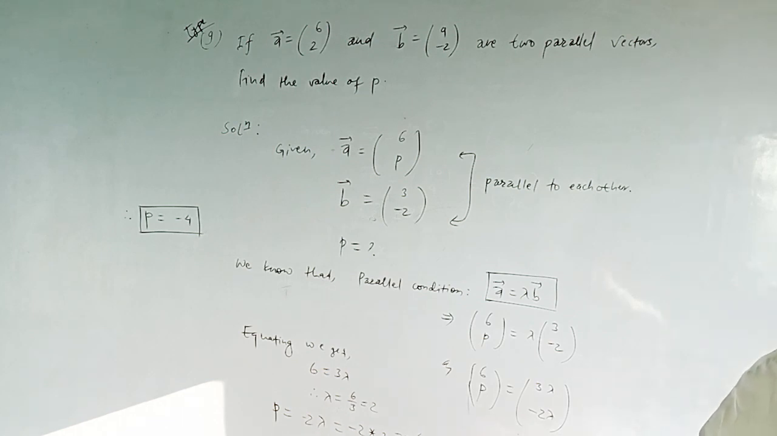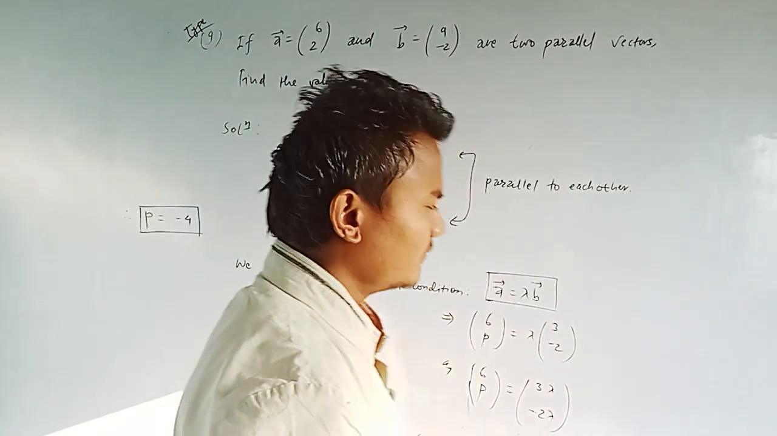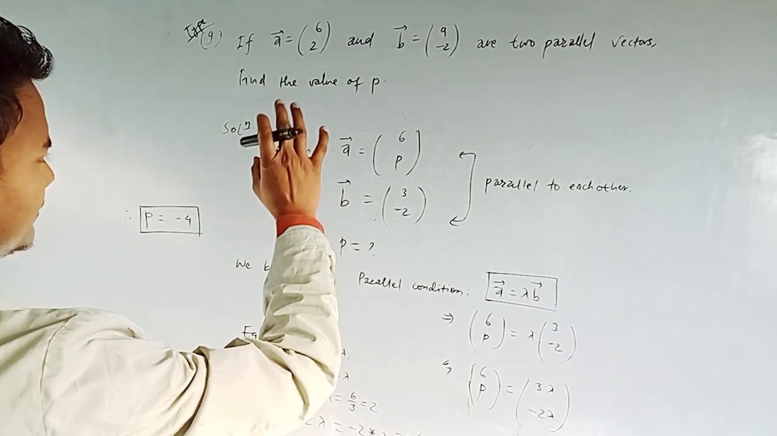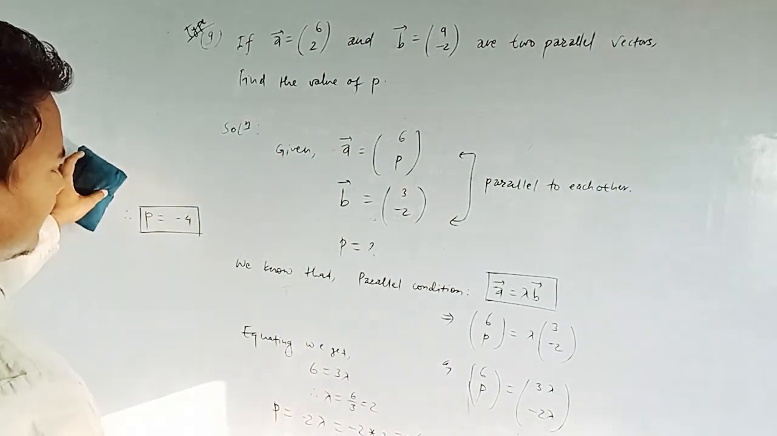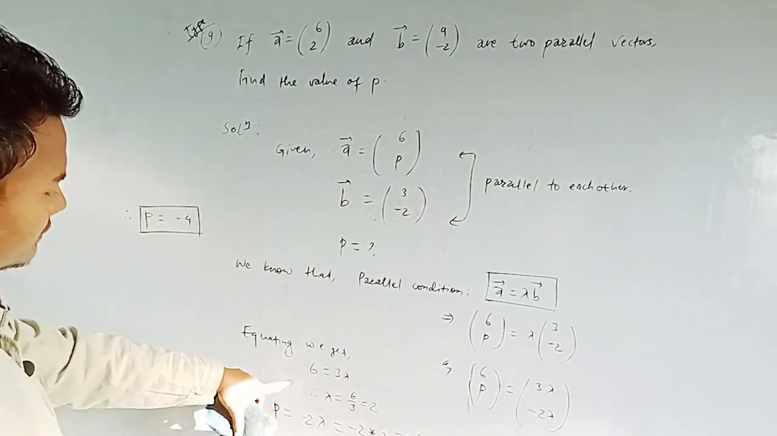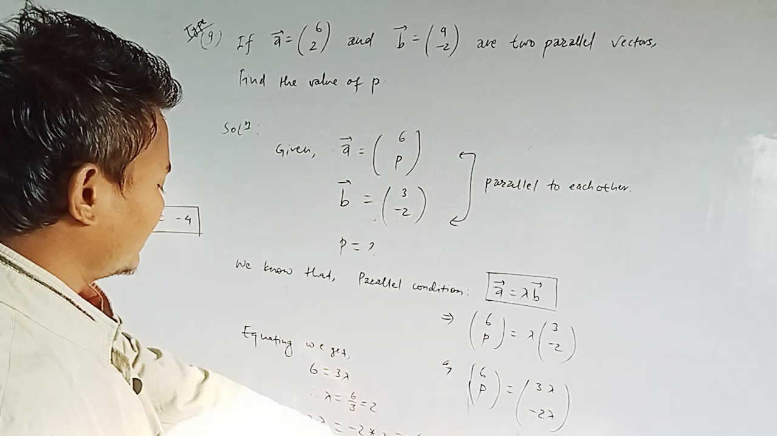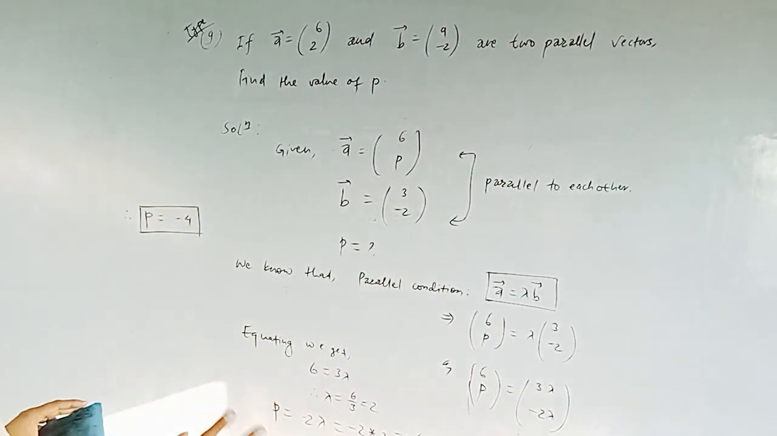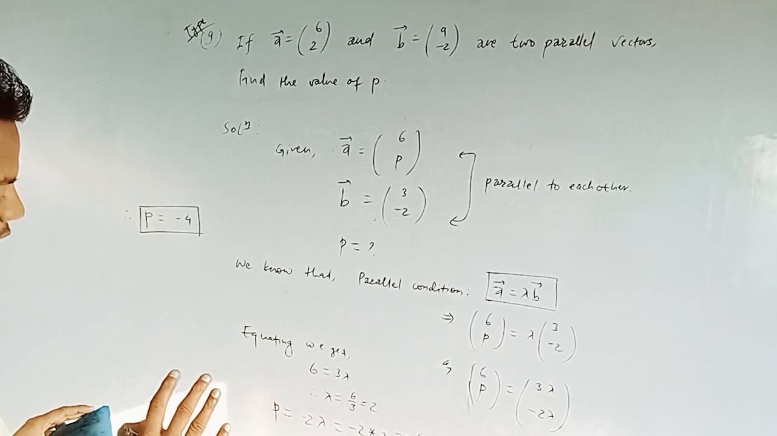Okay, before moving to the next one, first we discuss the alternative method of such type of problem. Okay, so I am just going to solve this problem. In the previous one, we calculated p equals minus 4, and let's see another method. Will the value of p be the same or not?